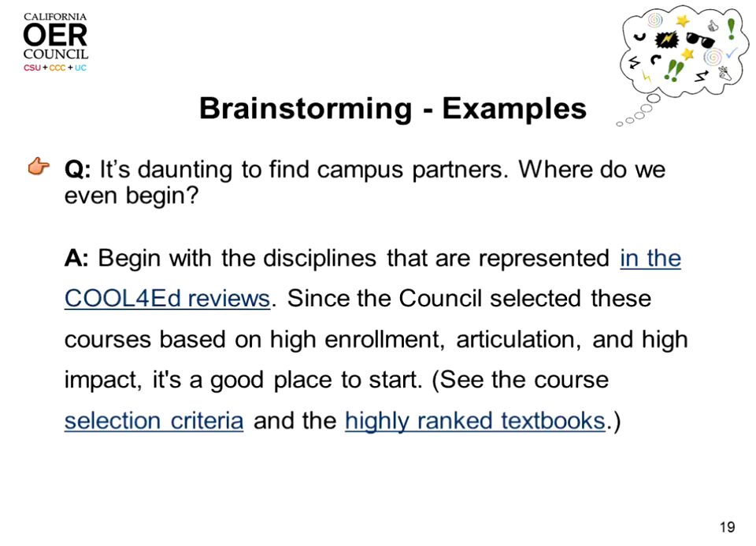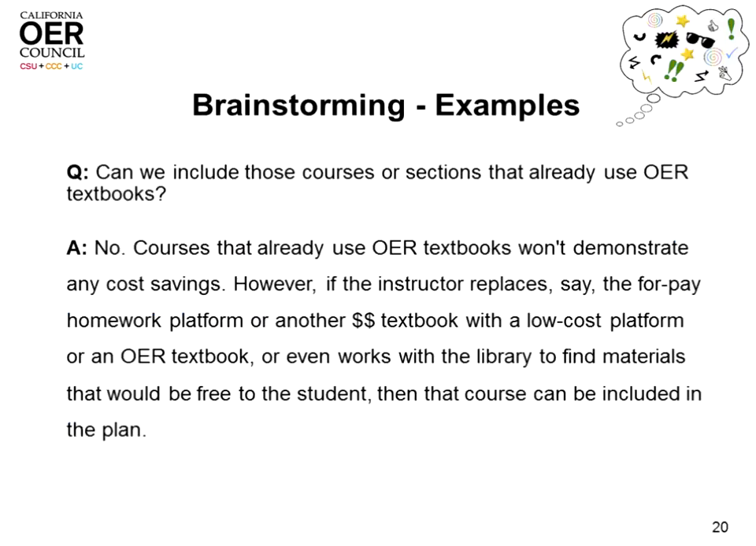All right, so we have some more examples here. Where do we begin? Well, if you're looking for what courses you could concentrate on, you might look at the list of disciplines, the 50 courses that are highlighted in the Cool4Ed reviews, because there are already textbooks available for those courses that have been peer-reviewed by the higher ed segments in California, and those are considered GE courses. They're also articulated between the systems, so those could be disciplines where you start. So you might say, oh, okay, we have physics and biology and maybe history. And so maybe I could go talk to those departments and see, are you interested? Any faculty interested, you might put a call out for that on your campus to see where there might be some uptake there. And so that could be a place for you to start for your campus partners.